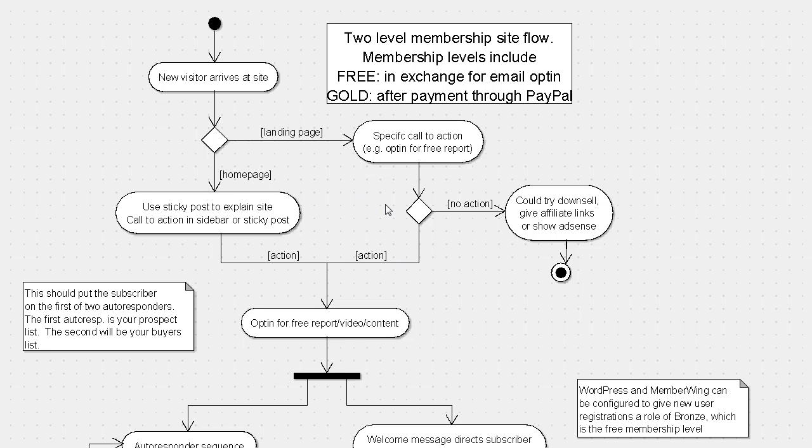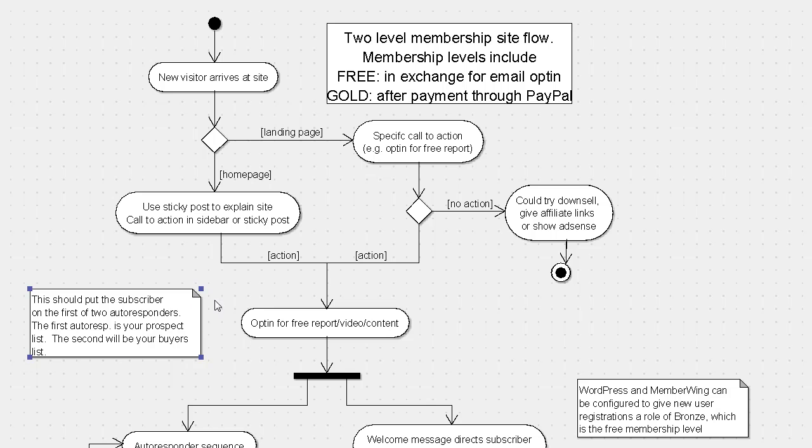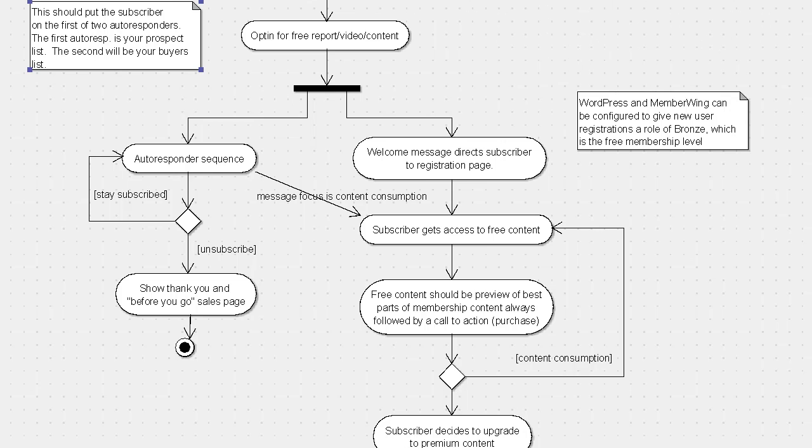But once you do get an action, either from a landing page or a home page, then you've got them on a list. And I want to point out that this subscriber list, the first one, is your prospect list, and the second that I'll get to in a minute is your buyers list. So, okay, let's scroll down here a little bit. After they opt in, two things happen.